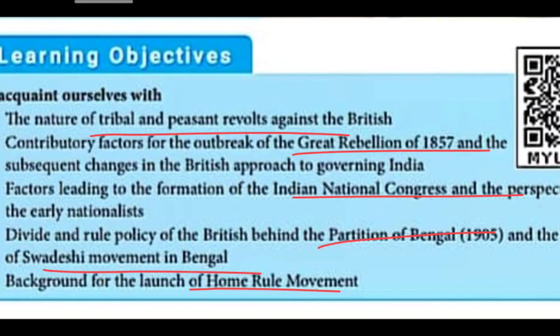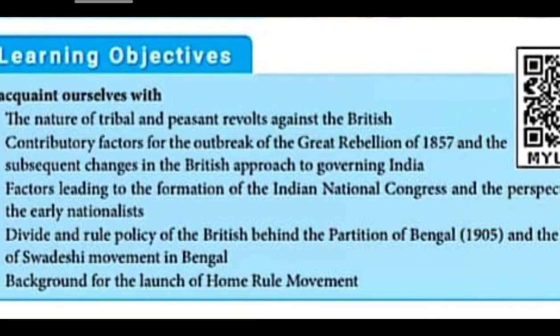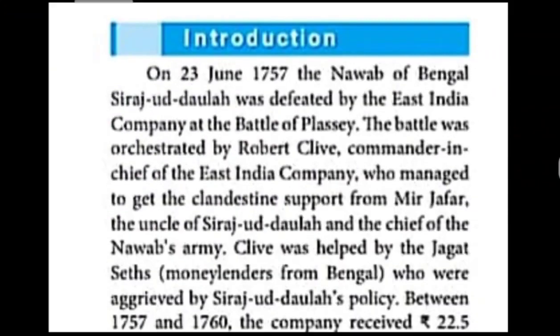First of all, peasants' revolt, otherwise the tribal peoples' revolts against the British. Second thing, the Great Rebellion of 1857. Third thing, Indian National Congress formation, as well as the partition of Bengal, the Swadeshi movement in Bengal, as well as the Home Rule movement which was started by Mrs. Annie Besant. These are the things we are going to learn from this lesson. First of all, peasants' revolts and tribal revolts.